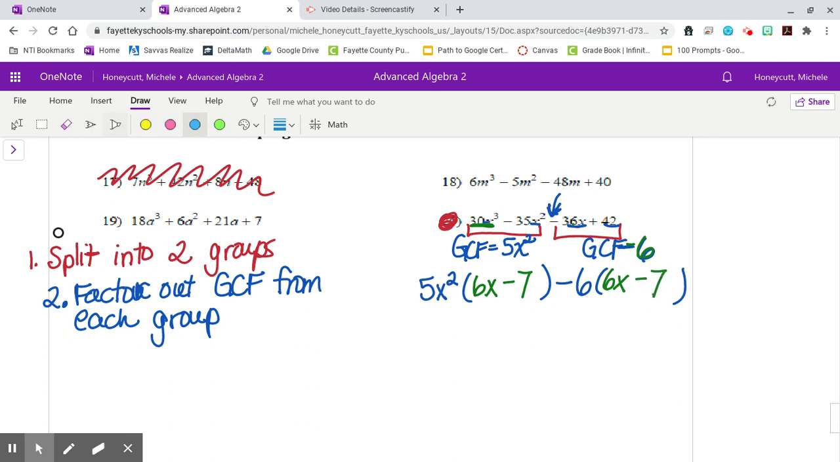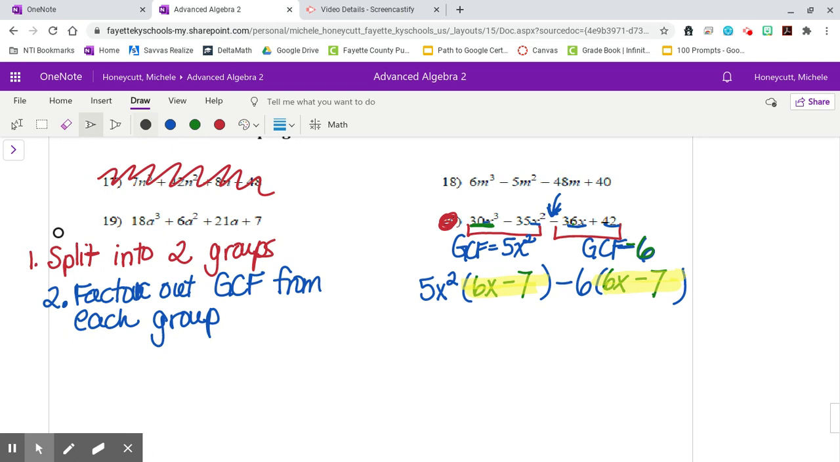Now, I don't know if you're noticing yet, but these 2 binomials are the same. Well, not exactly the same. They look exactly the same. They're just in different positions. That's what we want to happen. If that does not happen, then you either did something wrong or the problem doesn't factor. So most of the time it's that you did something wrong. Sorry, but that's how it is.